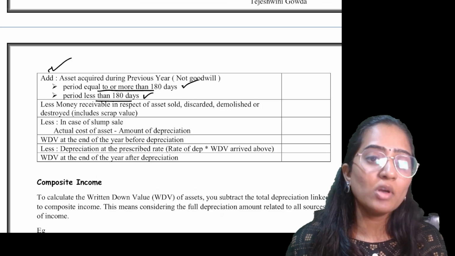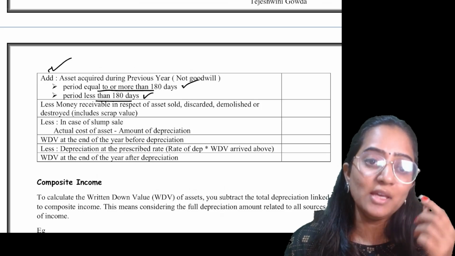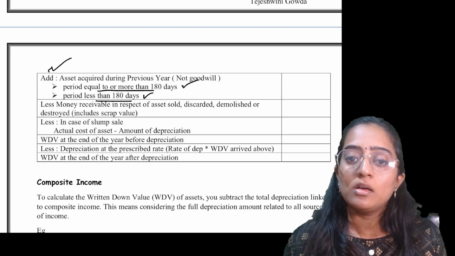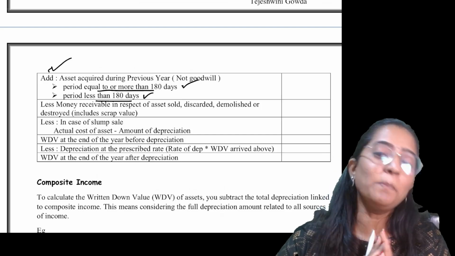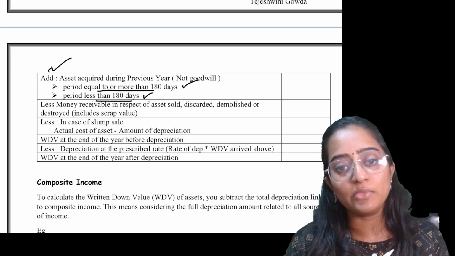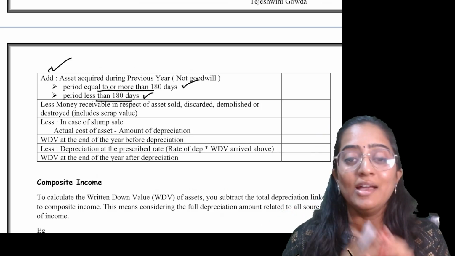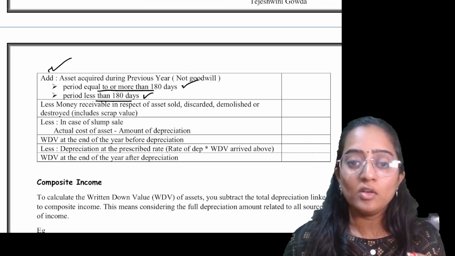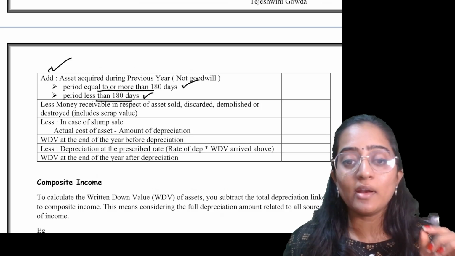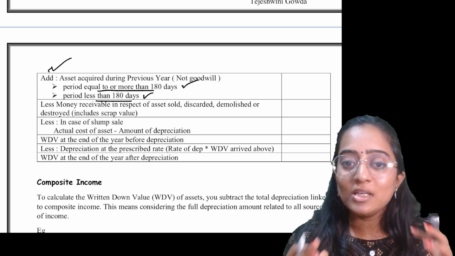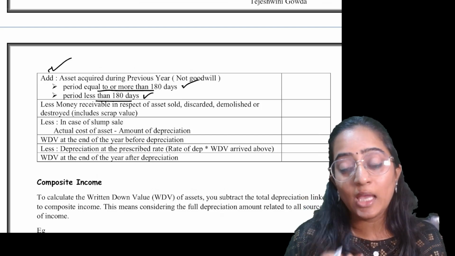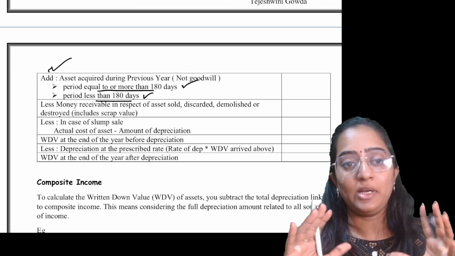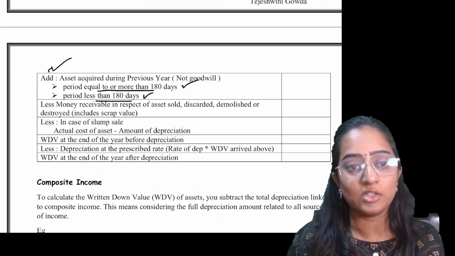Less whatever the money receivable in respect of the assets which are sold, discarded, demolished, etc. Whatever asset has been completely removed, we are going to subtract from your WDV. Remember, when it comes to your SIT, which is being considered in your income tax, there is no individual recognition over here. Everything comes under the block. Everything gets relevant under the block. So there is no separate individual recognition.